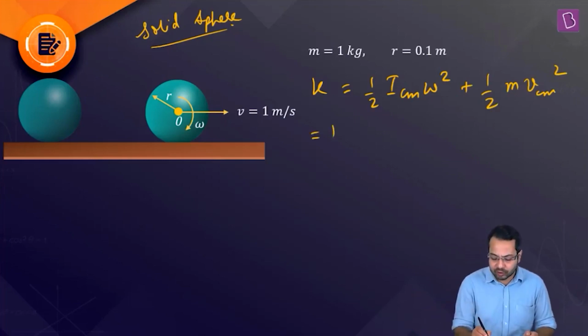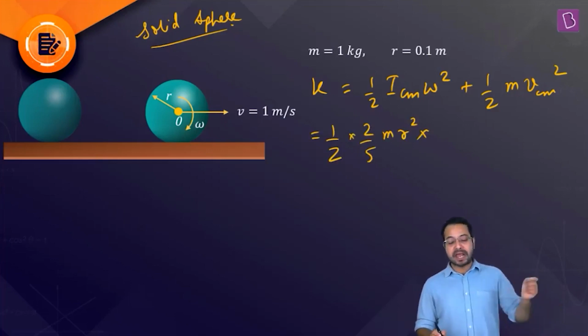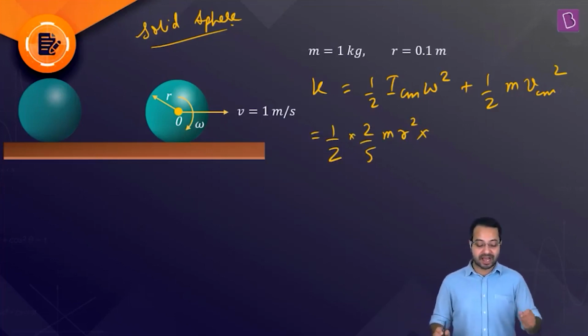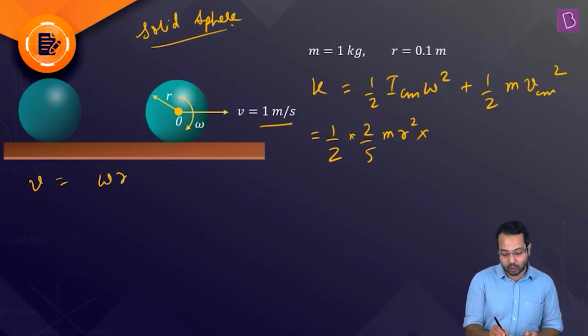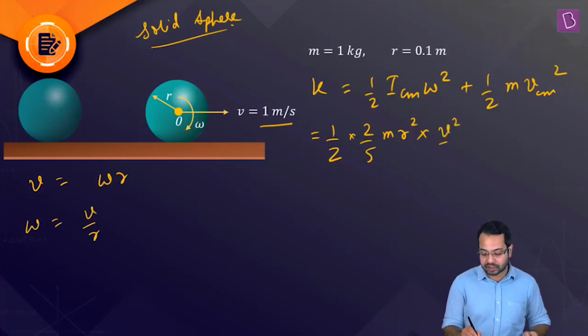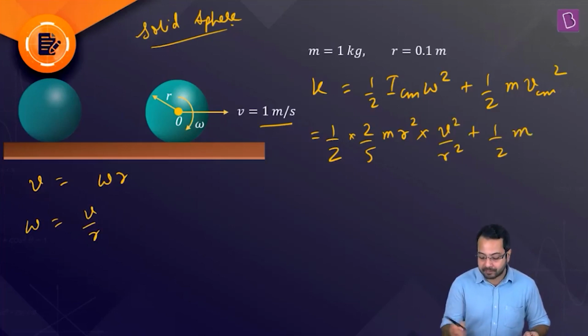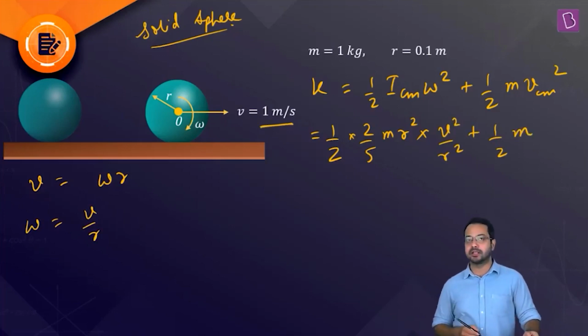So let's do that. So half into ICM, it is a solid sphere, so this is 2 by 5 mr square. We have not been given omega, but we have been given v, and we have been given it is rolling without slipping, which means v has to be equal to omega r, and omega has to be equal to v upon r. All right, so for omega, can I substitute v by r? So this becomes v square by r square plus half m, and what is vcm?